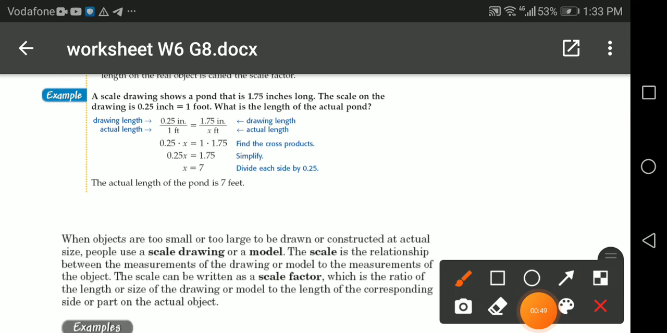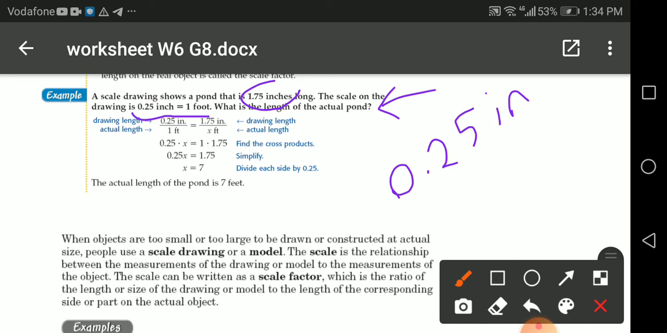What's a scale drawing here? This example shows us what a scale drawing is. The scale drawing shows a pond that's 1.75 inches long. The scale on the drawing is 0.25 inch equals 1 foot. 0.25 inches equals 1 foot, okay guys? What is the length of the actual pond here?